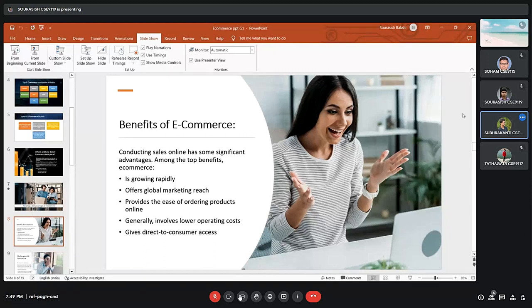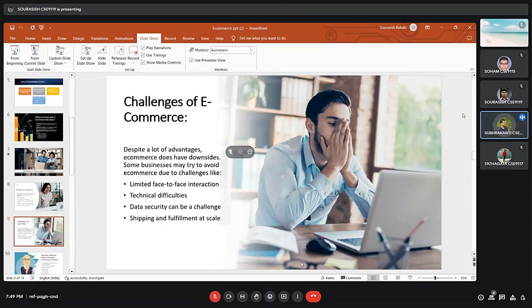Next slide, please. Now the disadvantages of e-commerce. Despite a lot of advantages, e-commerce has dozens of downsides. Some businesses may try to avoid e-commerce due to some challenges, like limited face-to-face interaction and some technical difficulties. Data security can be a big challenge, and shipping and fulfillment at scale is not up to the mark.